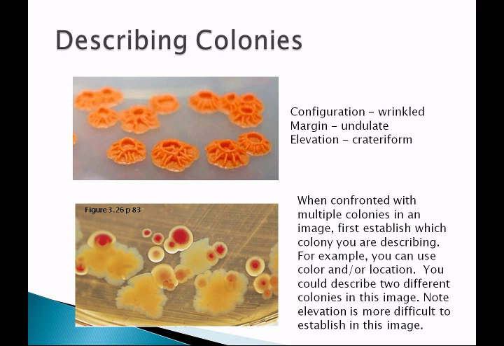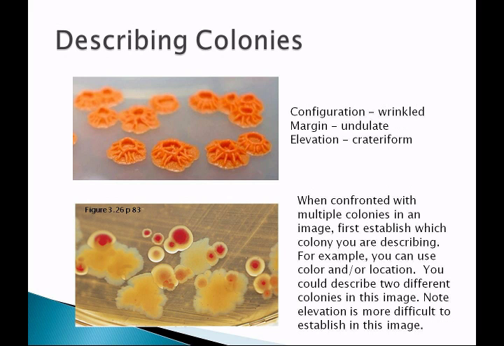But many images that you find in your textbook may have several colonies on there. A very good example is figure 3.26 that you can see below. On this one you see several different colonies. When confronted with multiple colonies in an image, first establish which colony you are describing. So there are several colonies here, and you could use this for 3 or 4 different descriptions. You could have multiple descriptions from here, and you can kill 2 birds with 1 stone, if you like that analogy. For example, you can use color and or location.